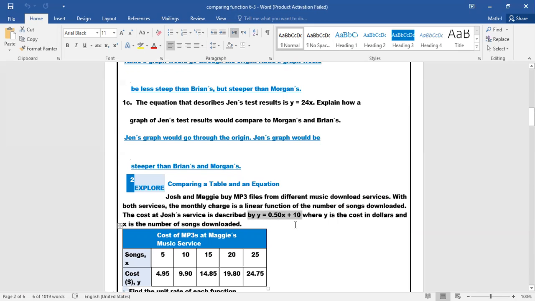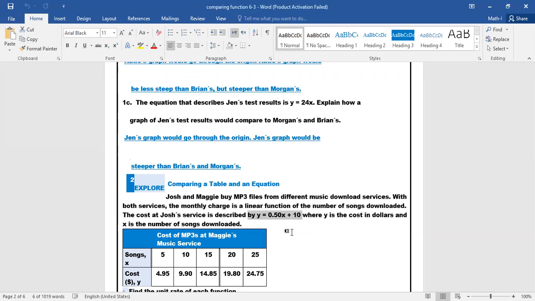For Josh, he gave us an equation, which is y equals 0.5x plus 10, where y is the cost in dollars and x is the number of songs downloaded. So he gave us the equation, which describes the cost for the number of songs downloaded.